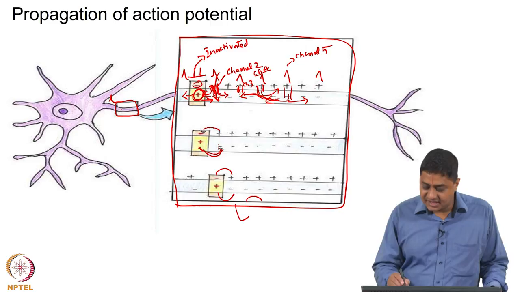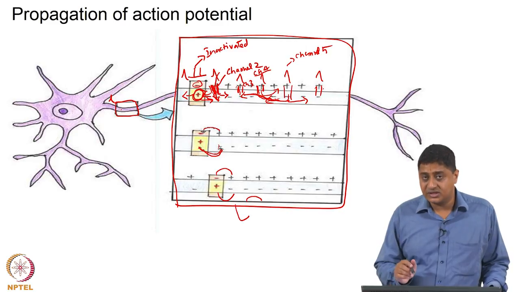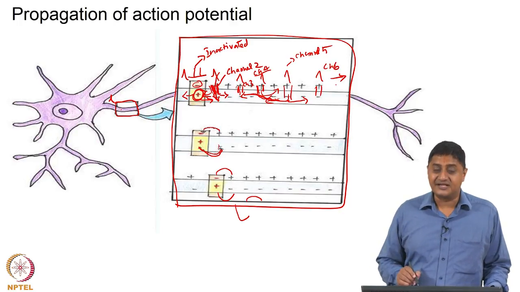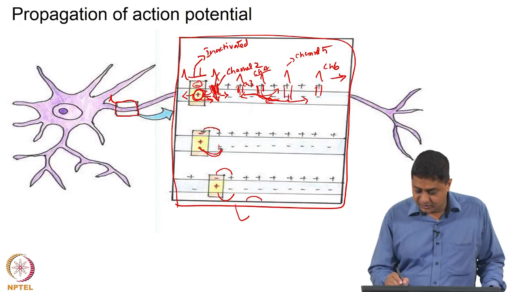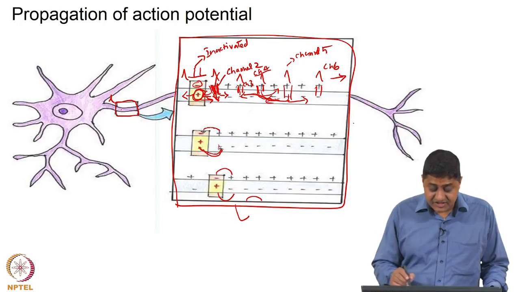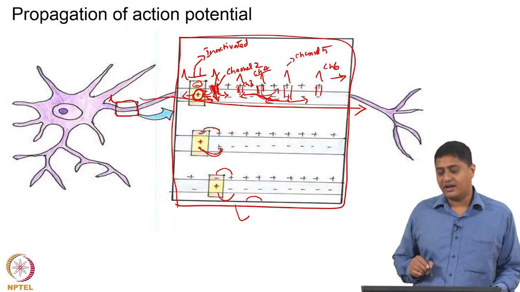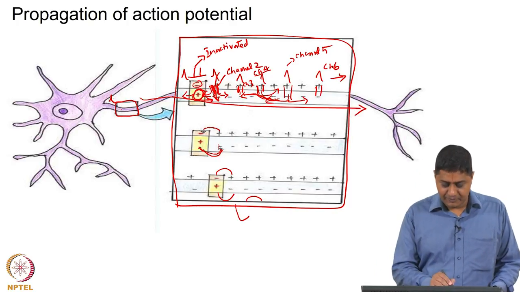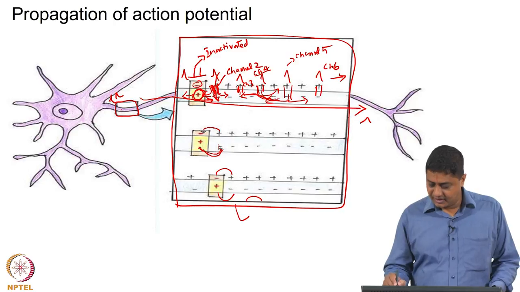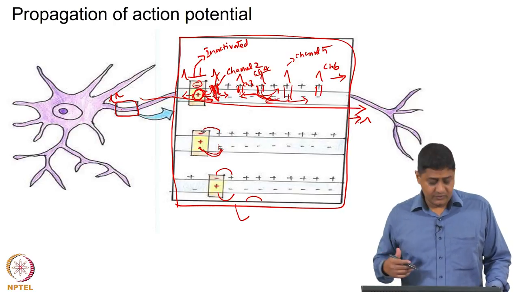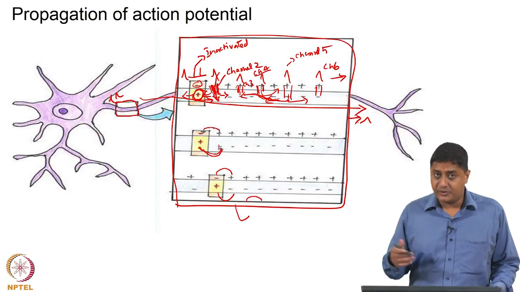Then the only channel that will get depolarized due to the sodium entering is the channel in that direction, which is basically channel 6. That will go to depolarization, and so on and so forth, which is why action potential is usually unidirectional. It usually travels from that point to that point in that direction, right. So, this is how action potential travels from one point to another.